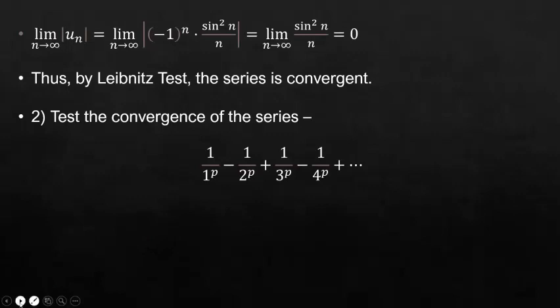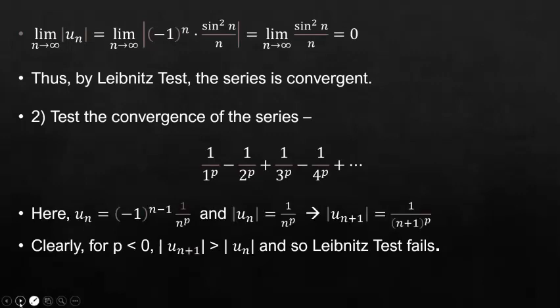So here is the solution. We can clearly see that un is minus 1 to the power n minus 1 into 1 upon n to the power p. You can easily derive this looking at the terms. As we know, we work on the modulus value of the term. We'll take the modulus and we'll get 1 upon n to the power p. If mod of un is this, mod of un plus 1 will be 1 upon n plus 1 to the power p.